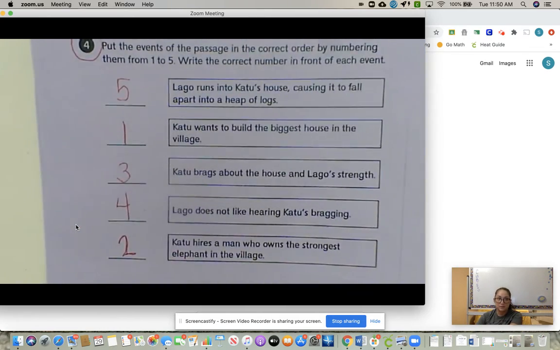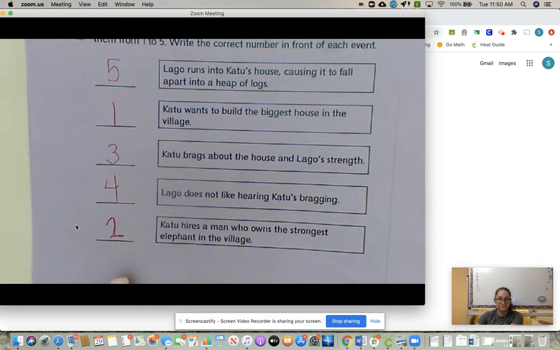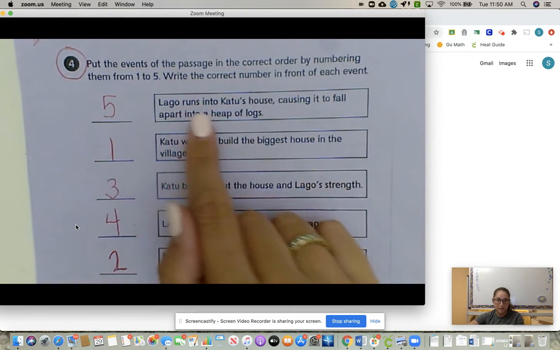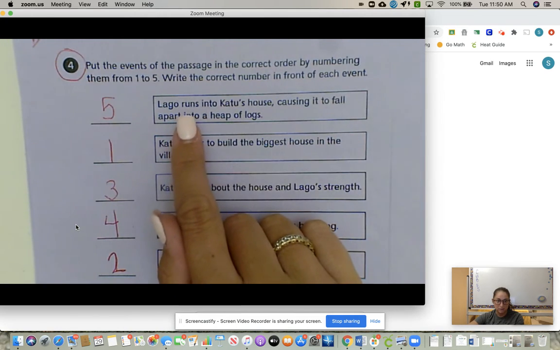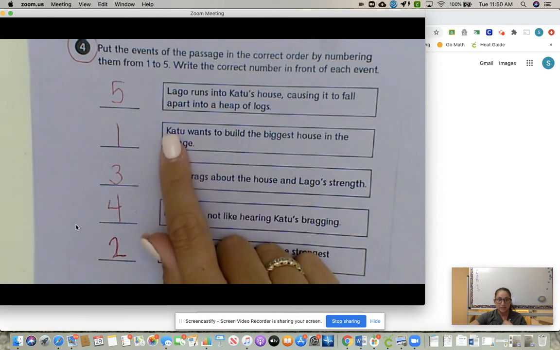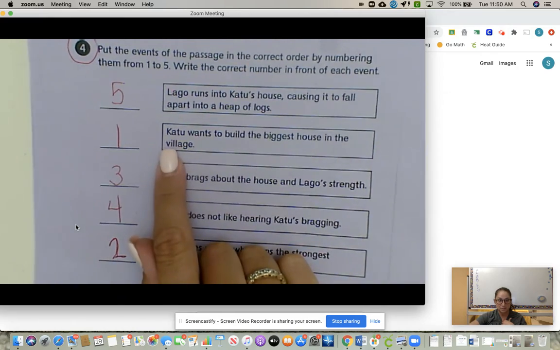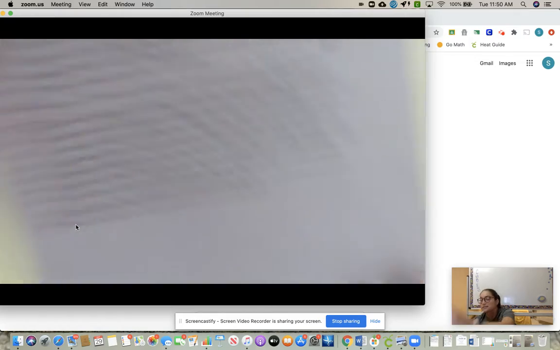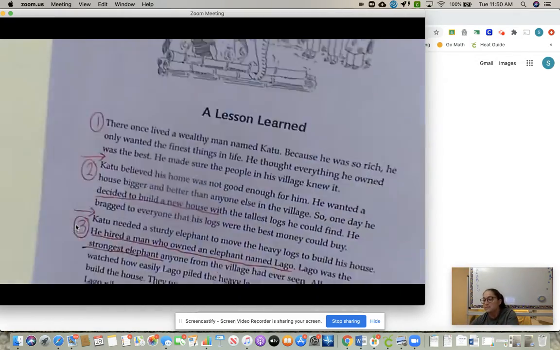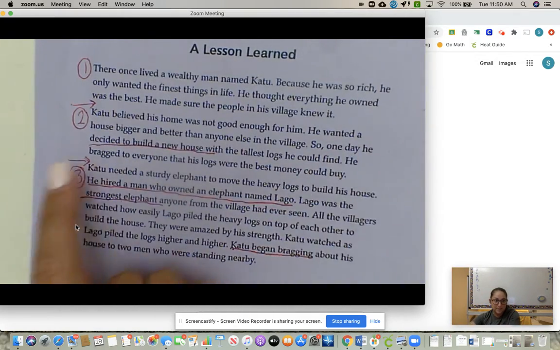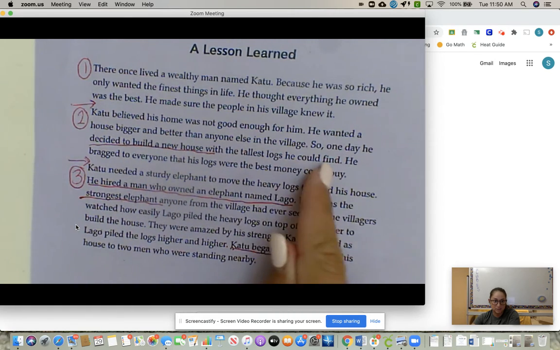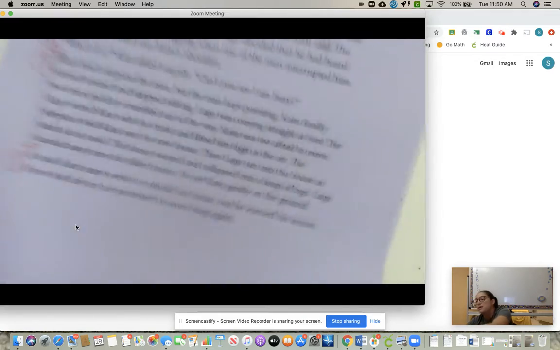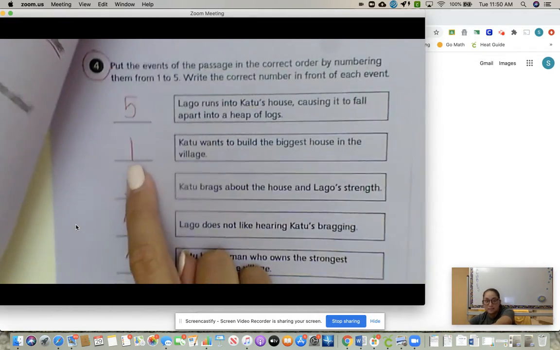Number 4, we need to put the events in order. First thing, Lago runs into Katu's house, causing it to fall. That happens at the end of the story. It won't be first. Katu wants to build the biggest house in the village. That is found in the beginning. I went back in the text. One day, he decided to build a new house with the tallest logs he can find. So he wanted a new house. So we know that is number 1.